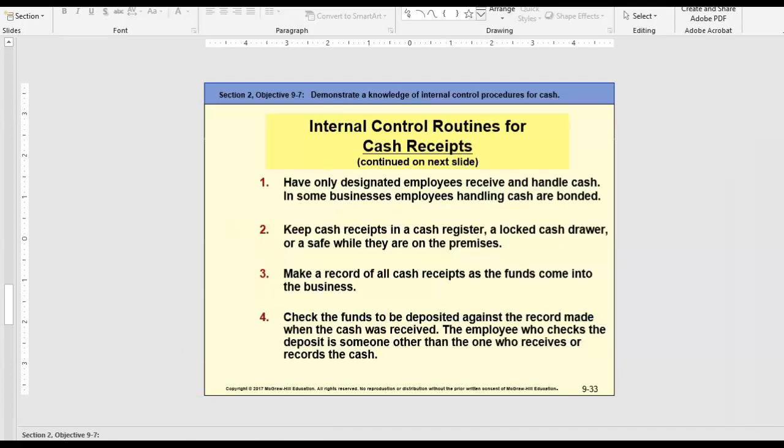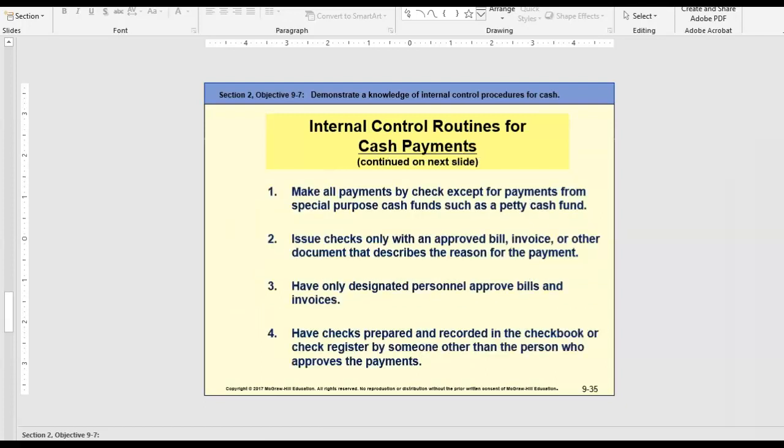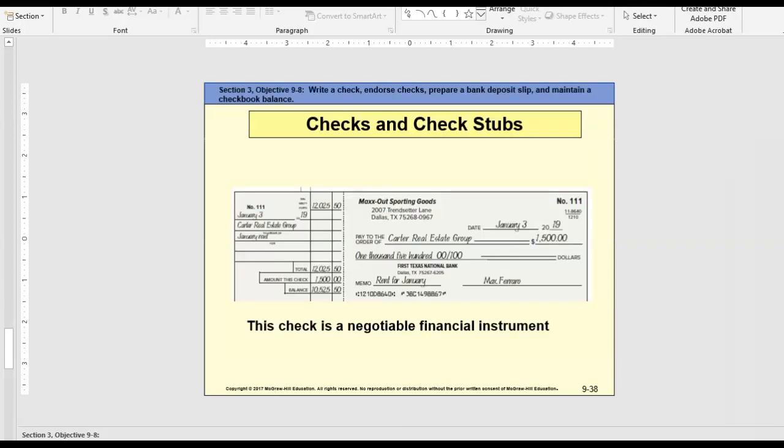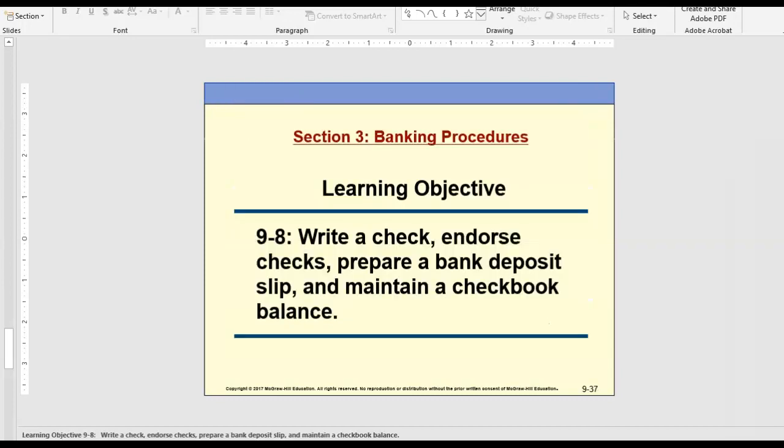Okay, so we're not going to go through the internal and external controls of cash payments. I'm going to show you how to do the petty cash fund in our homework. They didn't give us an example here, so we'll do it in our homework. We also have a lot of this in the homework. This is balancing the checkbook.